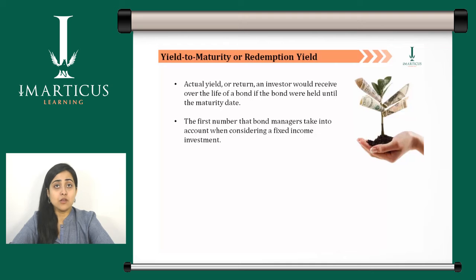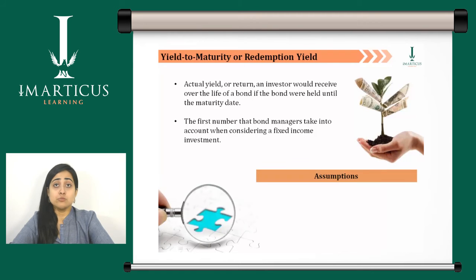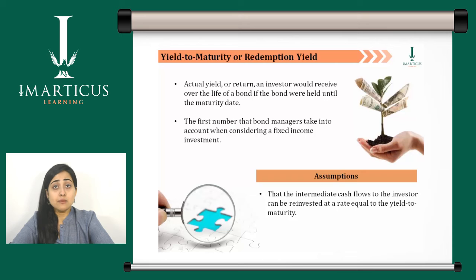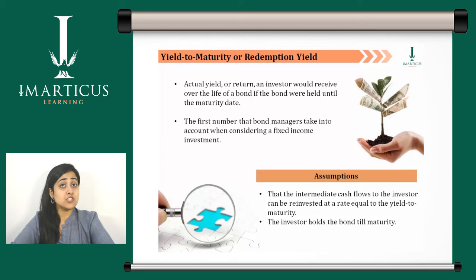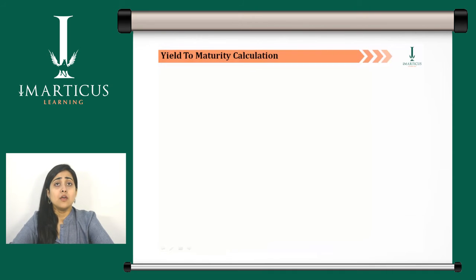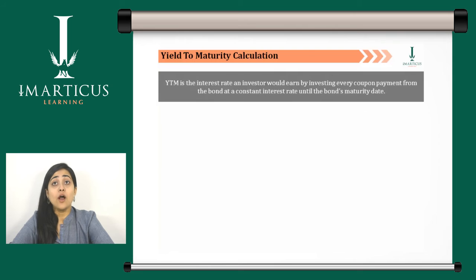Following are certain assumptions with regard to yield to maturity. That the intermediate cash flows to investors can be reinvested at a rate equal to the yield to maturity. It is also assumed that investors hold the bond until maturity. Hence, yield to maturity allows international traders to determine profit and loss on their bond holding. Yield to maturity is the interest rate an investor would earn by investing every coupon payment from the bond at a constant interest rate until the bond's maturity date.